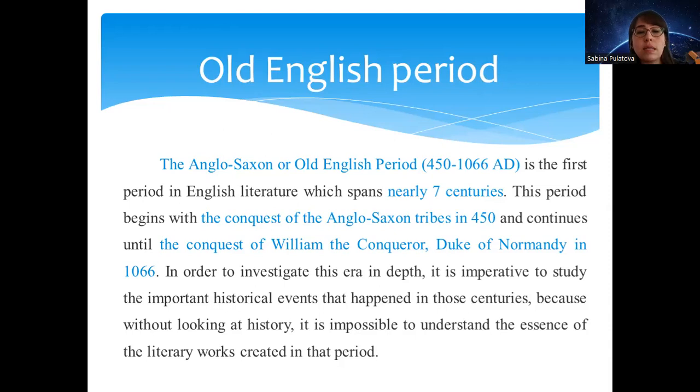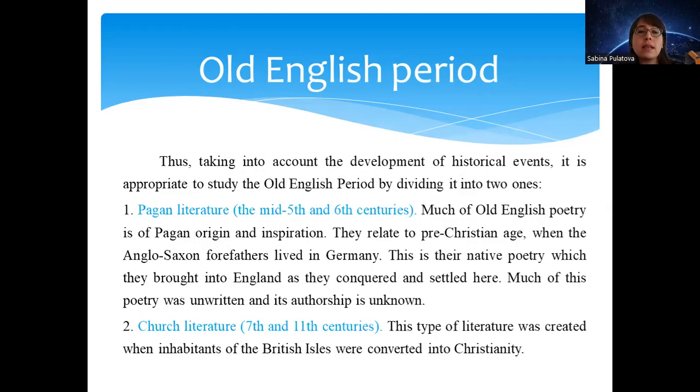In order to investigate this era in depth, it is imperative to study the important historical events that happened in those centuries, because without looking at history, it is impossible to understand the essence of literary works created in that period. Thus, taking into consideration the development of historical events, it is appropriate to study the Old English period by dividing it into two ones.